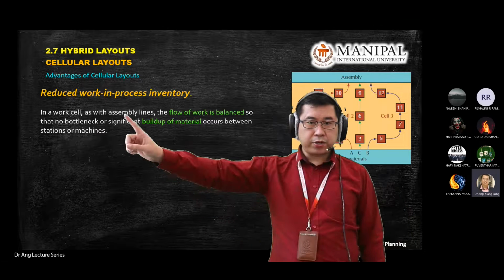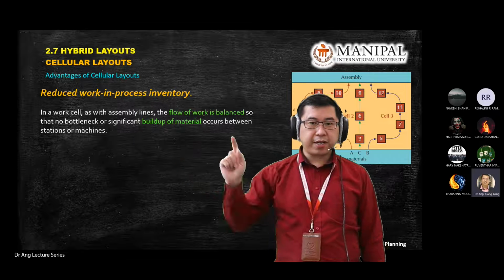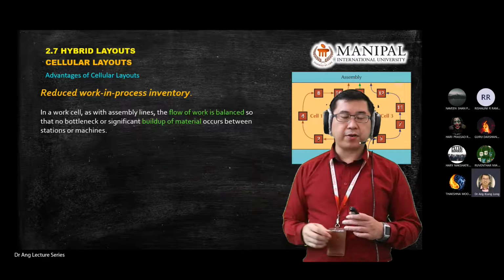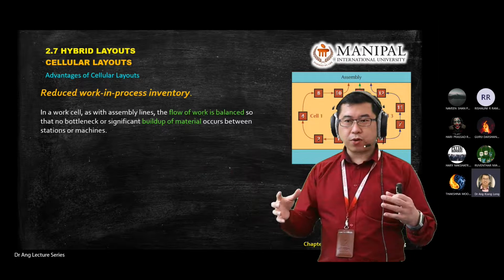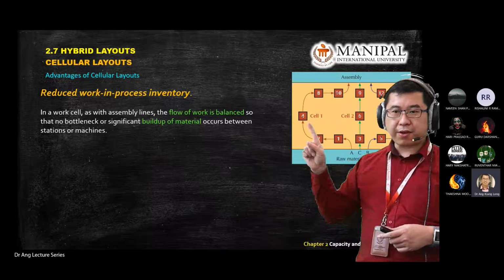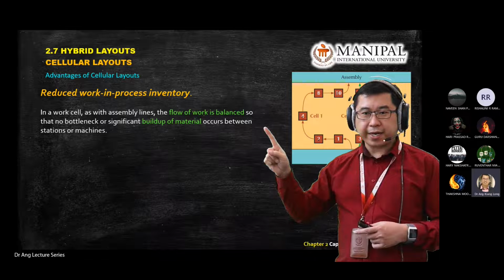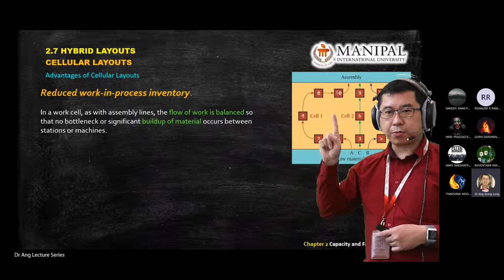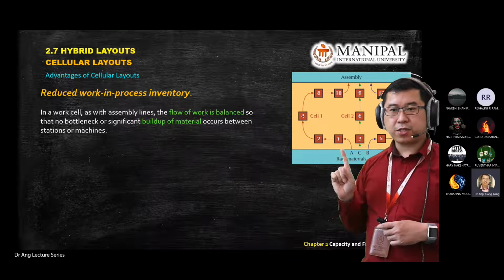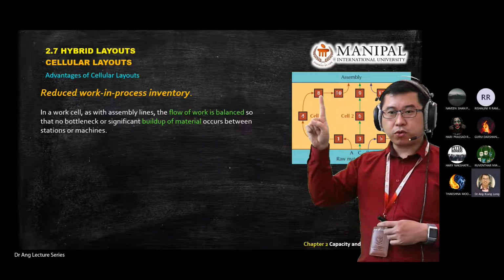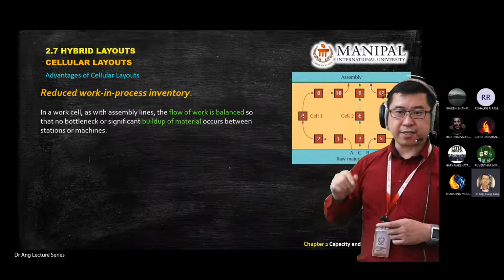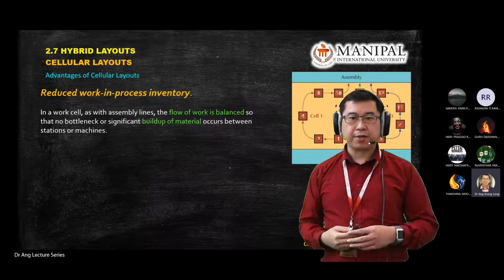Next, you don't need a big inventory. You reduce the work in process inventory. You don't need to store your unfinished parts somewhere in the store and then call the parts back to the production floor. Cellular layout improves the efficiency, so the unfinished parts can flow into the production floor and finish in a shorter time to arrive at the assembly area.